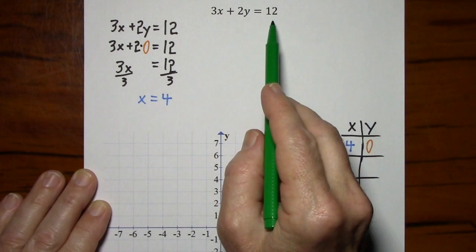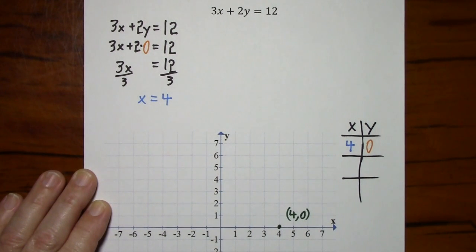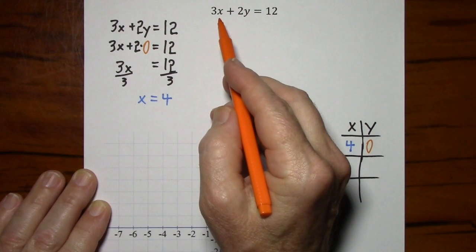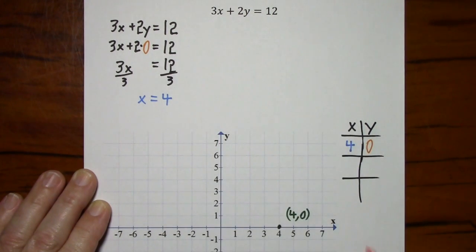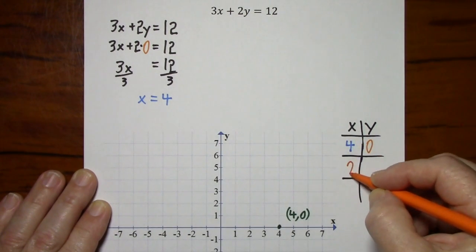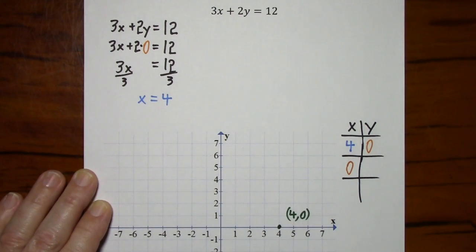The solutions to this equation are represented with a line. I can't make a line with just one point if I don't know anything else. So we'll go ahead and find another point. Notice if x is 0, this will be easy to solve. So when x is 0, let's see what y is.